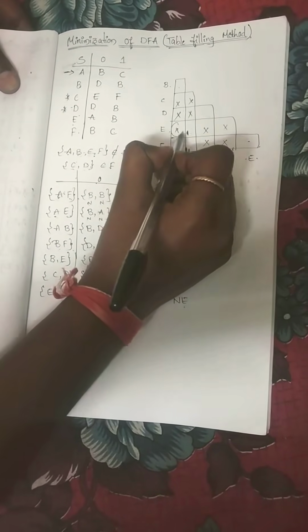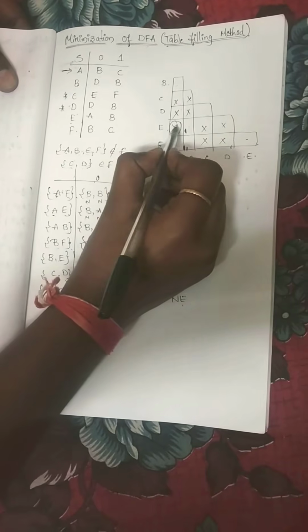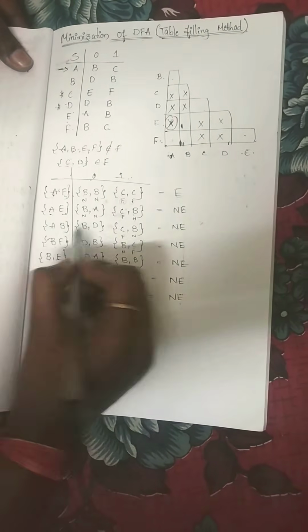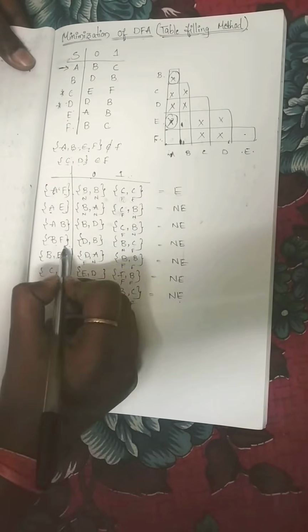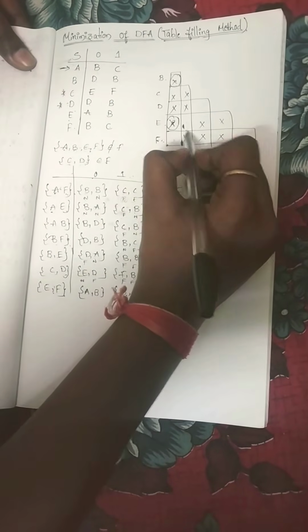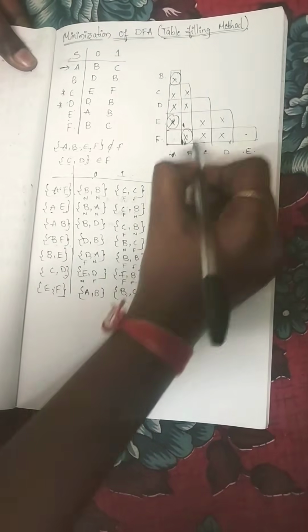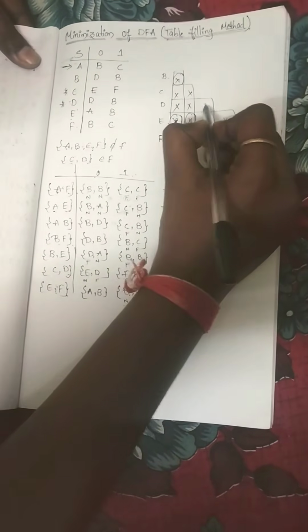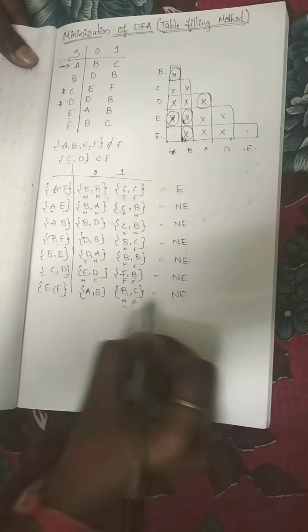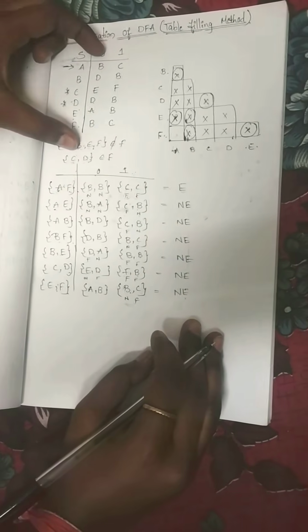Now A comma E. Like this I am marking. Now A comma B, then B comma F, then B comma E, then C comma D, then E comma F. Now we fill the table by using the not equivalent states and by using this transition table.